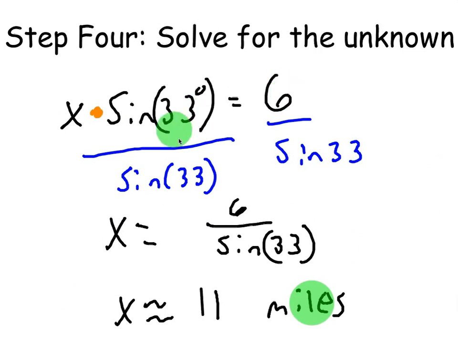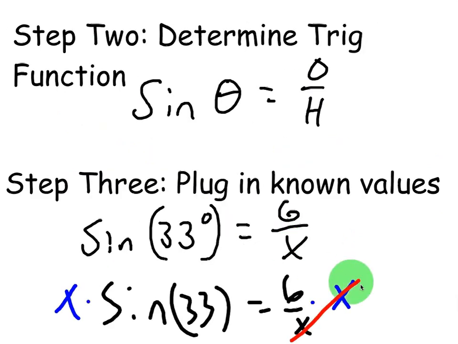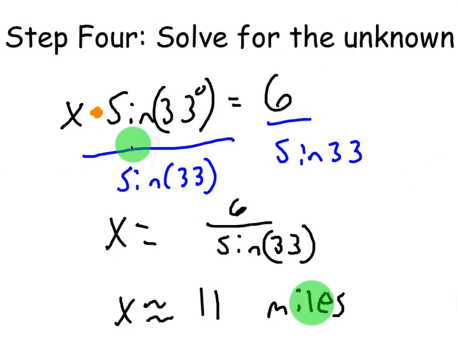The next step is right below that. We are now going to divide by sine of 33. That way, we will get rid of the sine of 33 on the x side, and x will now be by itself. So just to reiterate, we had to multiply both sides by x and then divide by sine of 33 on both sides to get x by itself. So now we have x equals 6 over sine of 33. That's what we're going to plug into our calculator.